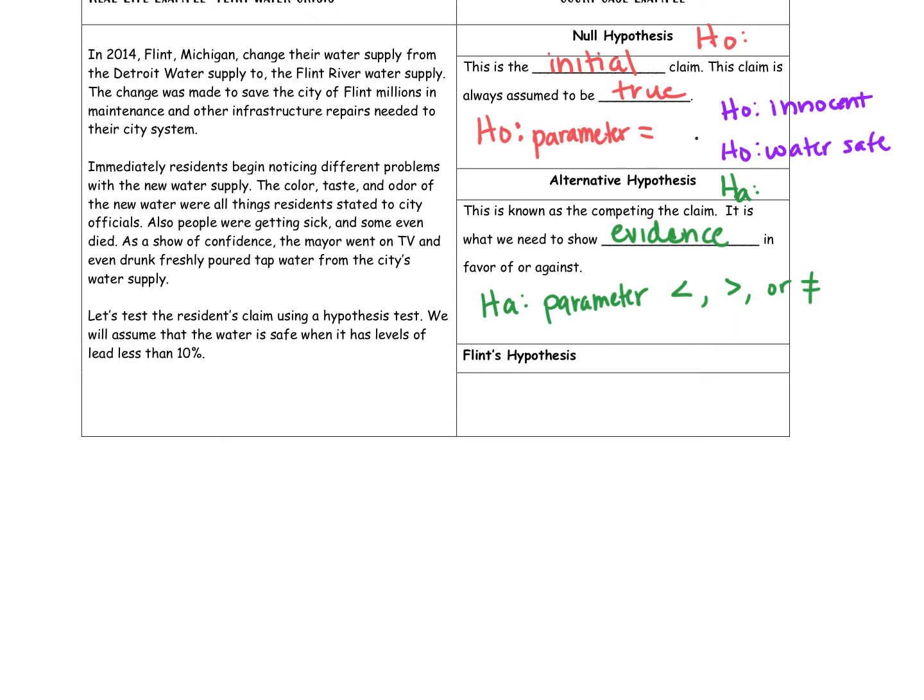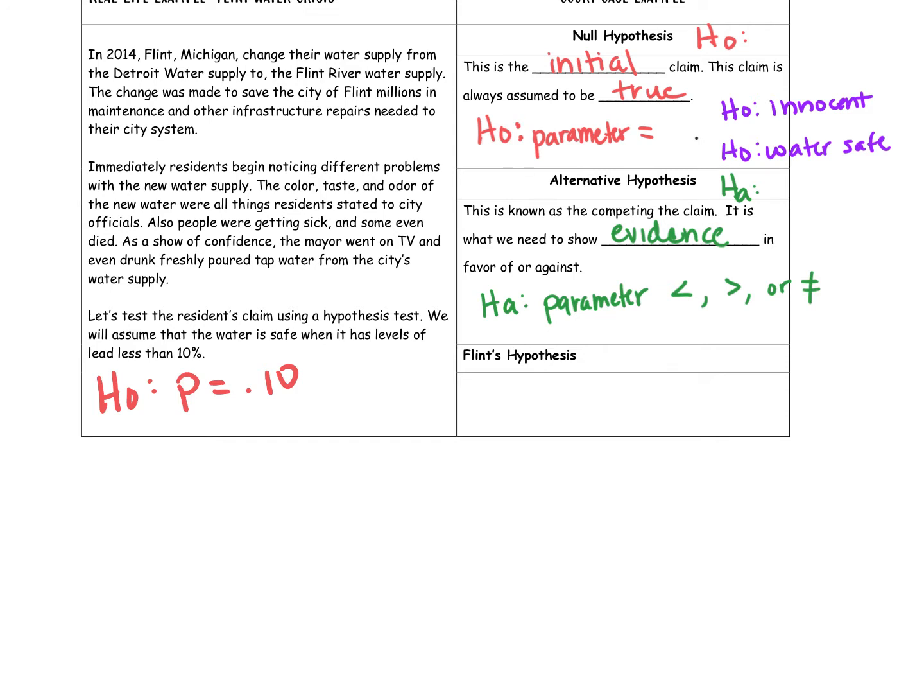So if they're telling me it's safe, here is the null hypothesis that I'm going to create, H0. Because this is a percentage, the parameter we're going to talk about is the proportion. So the proportion of lead in the water is less than 10%. We write the parameter in H0 always as an equality. So we say P is equal to 0.1. What this really means is that our parameter P, the proportion of lead levels in the water, is equal to 10%. It's safe if it's equal to 10% or anything that is less.